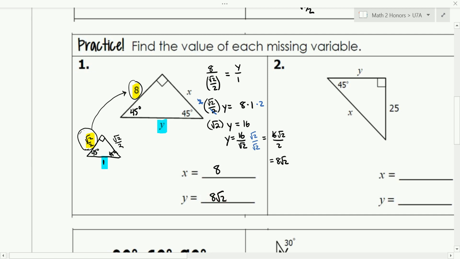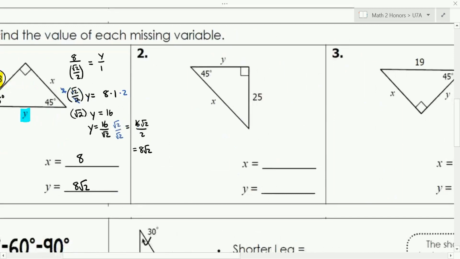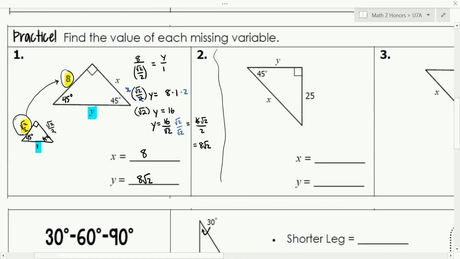And that ends up being our scale factor, right? Because that's what you multiply by 1 to get y. So I guess if you just solved for your scale factor, that would also work. But 8 root 2 is what you want. So try number 2. Number 2 is a lot like number 1. Solve for x and y.